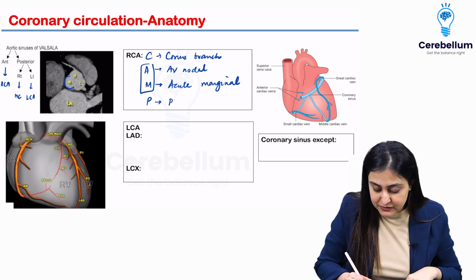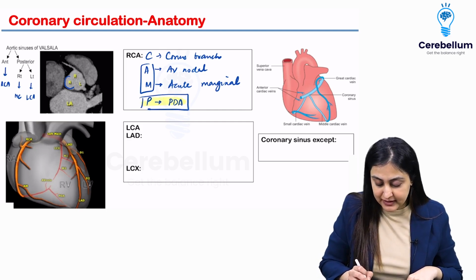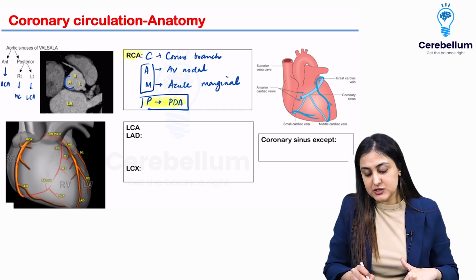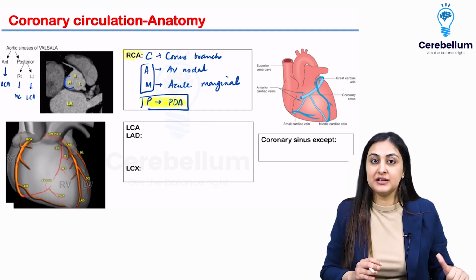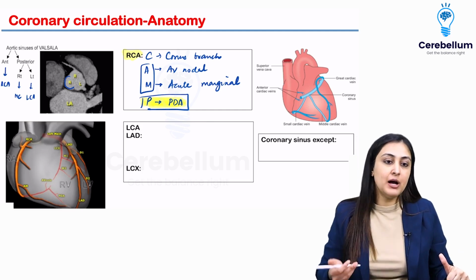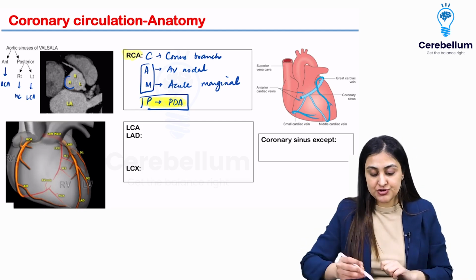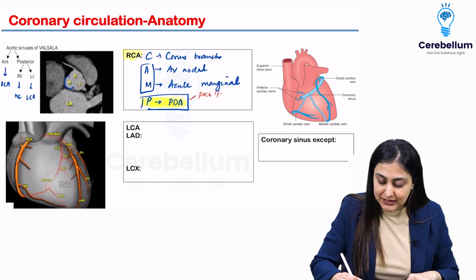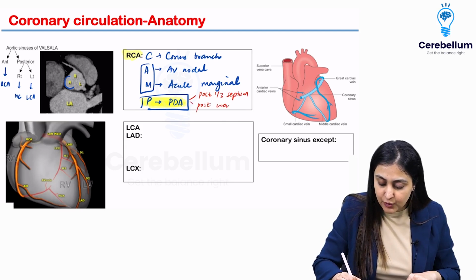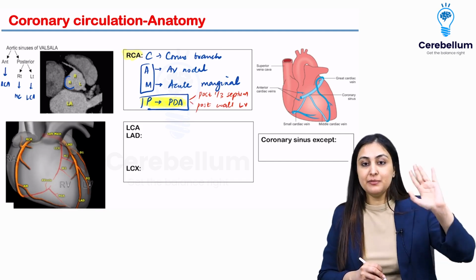And finally, you have P, which is very important, that decides the dominance. When the PDA most commonly arises from RCA in most people, this is known as right dominant circulation. This is the posterior descending artery, also known as PIVA, posterior interventricular artery. In the IV groove posteriorly, this vessel is going to course, and what is it going to supply? Very important, it supplies the posterior 1/3 of the interventricular septum and the posterior wall of the left ventricle. So this is the PDA most commonly arising from RCA.